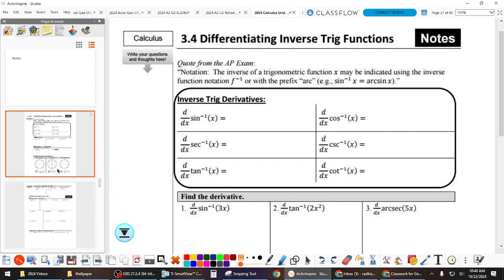So here's this quote from AP, meaning you'll see this on the AP exam. The inverse of a trig function of x may be indicated using the regular notation that we've seen, or arc. Have you guys dealt with arc before? Yeah. Okay. So being able to use both, and feel free, absolutely, if you look down here at number 3, feel free to just rewrite it as inverse secant if you don't like arc. It's fine. It's nice that it tells you that though.